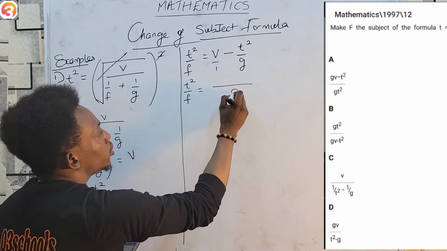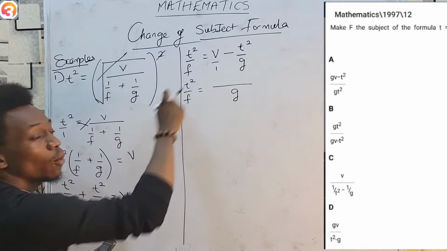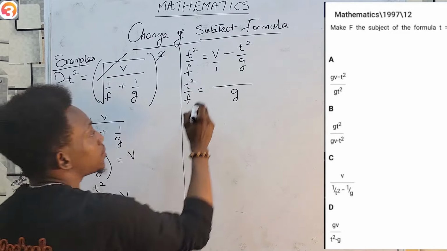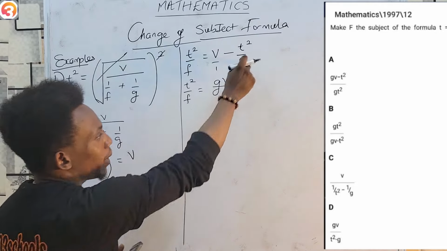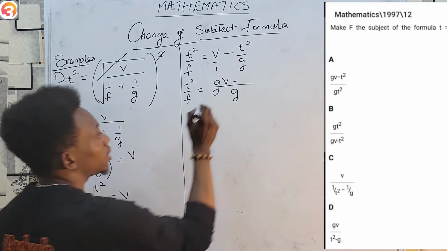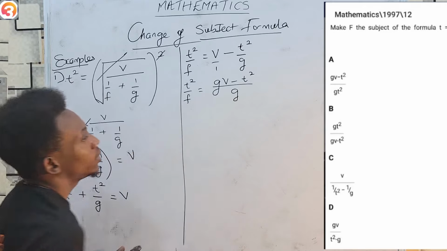G and 1. LCM is g. G divided by 1 is 1. G times v is gv. Minus g divided by g is 1. 1 times t squared is t squared.